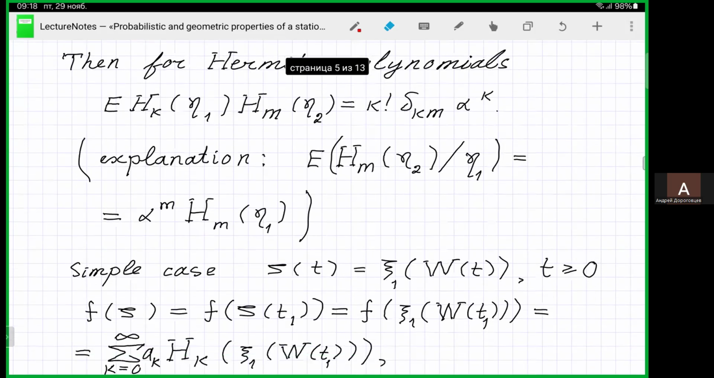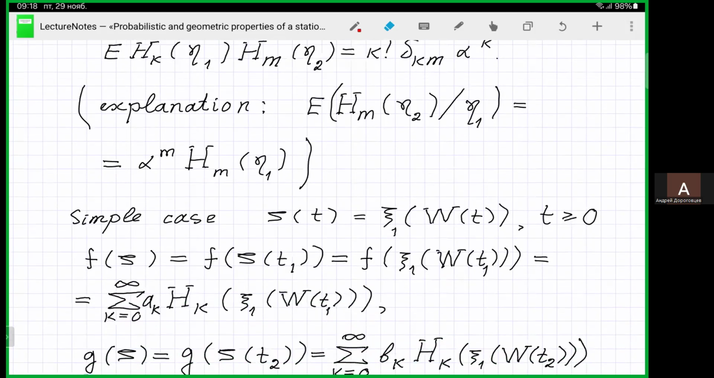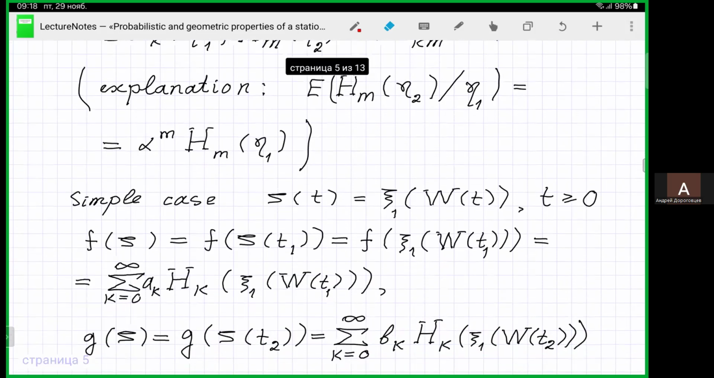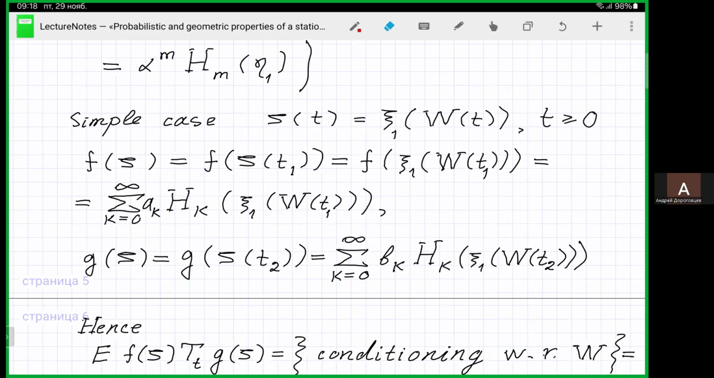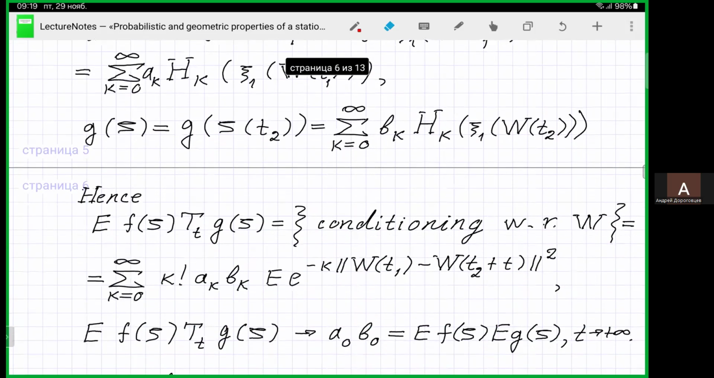For our simple case, when we have psi1 from Wt, we have the following representation. Suppose it is hk psi1 Wt1, and j zeta s is beta k hk psi1 Wt2. Then just conditioning with respect to Wt1, we get the following representation for expectation.